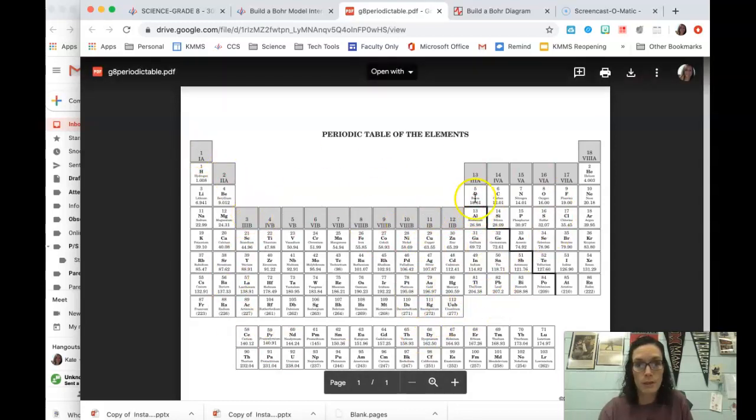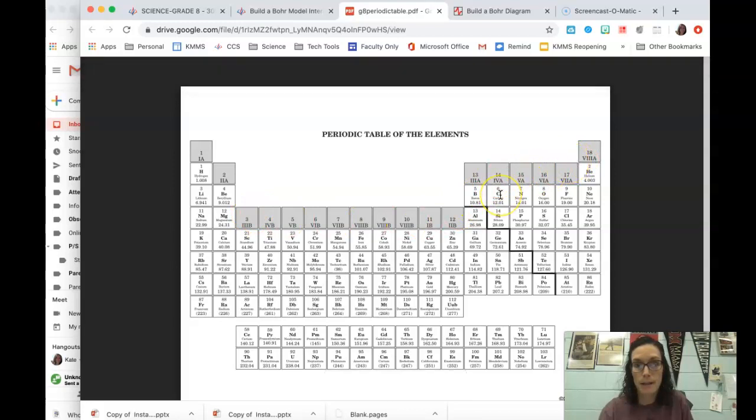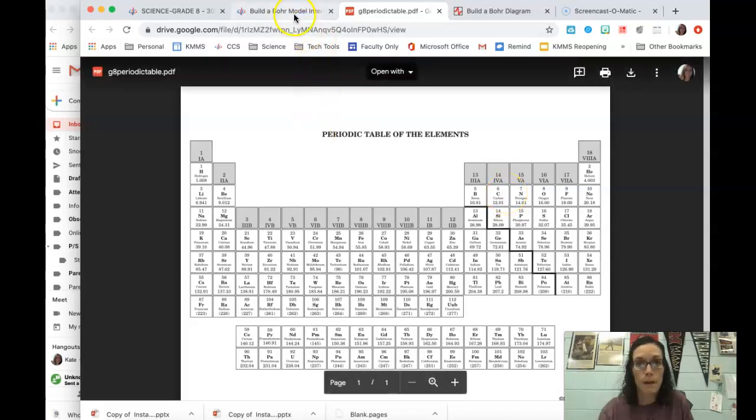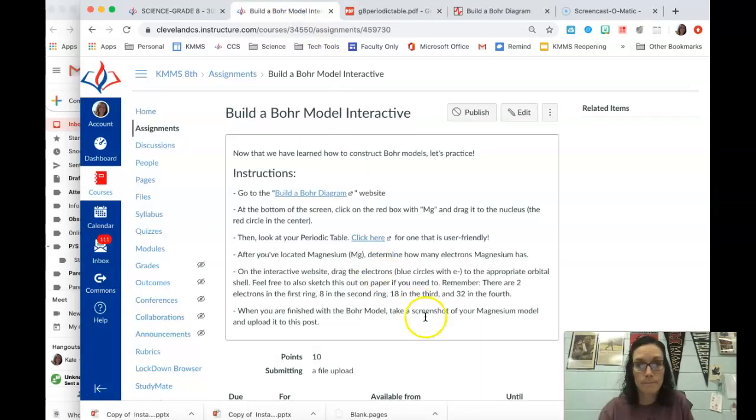It's got the groups numbered at the top. It's got the staircase already drawn in. So that's a nice feature. So I'm going to do carbon. I'm looking right here at carbon. Its atomic number is 6. Its atomic mass is 12.01.